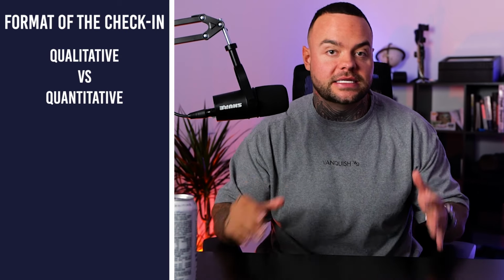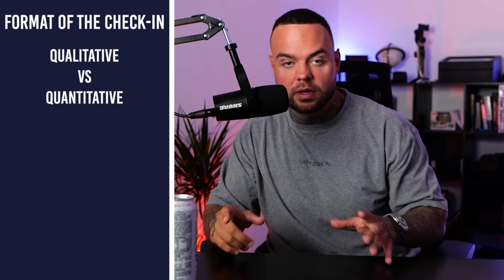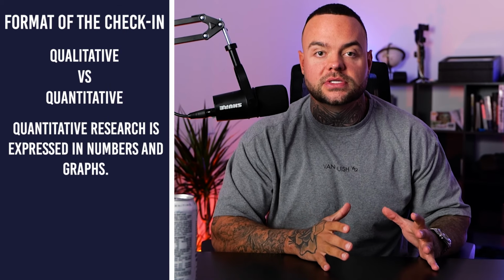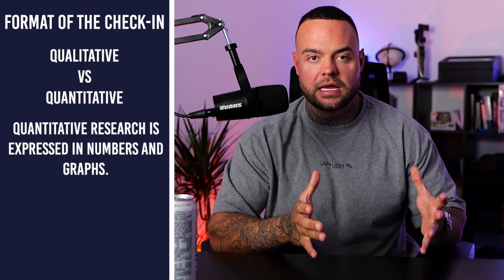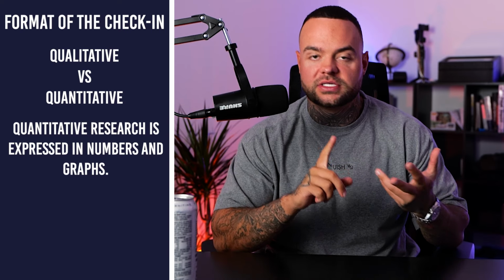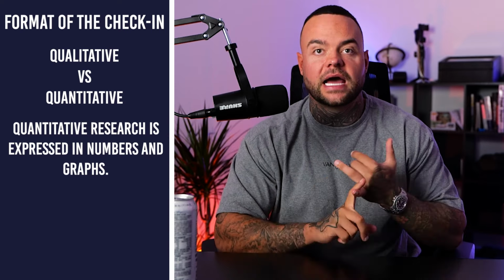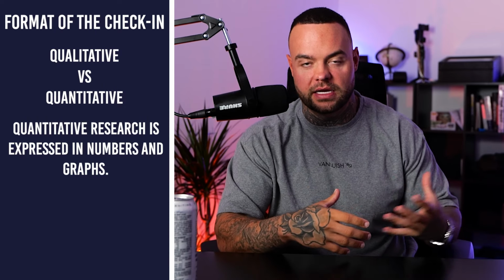Right. Second point, the format of the check-in. All right. So you need to break this down into qualitative and quantitative stuff. If you didn't listen in maths at GCSE, don't worry, most people didn't. All right. Quantitative stuff is numbers, metric data. Okay. So how much they weigh, what the circumferences are, what their step goals have been, how many calories they've eaten. Okay. All the number related stuff.